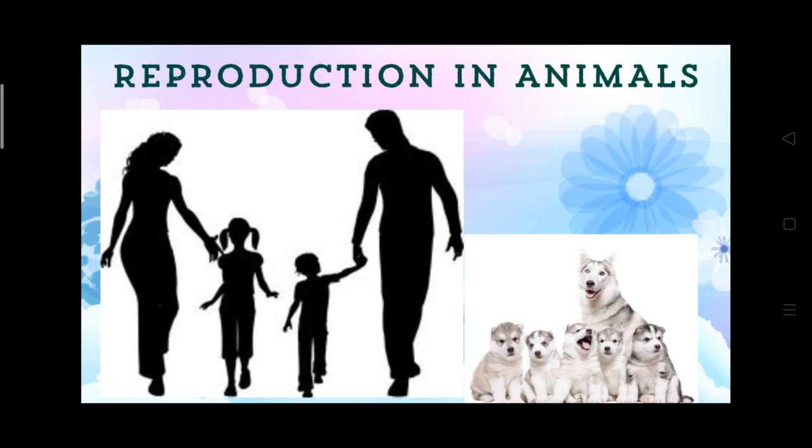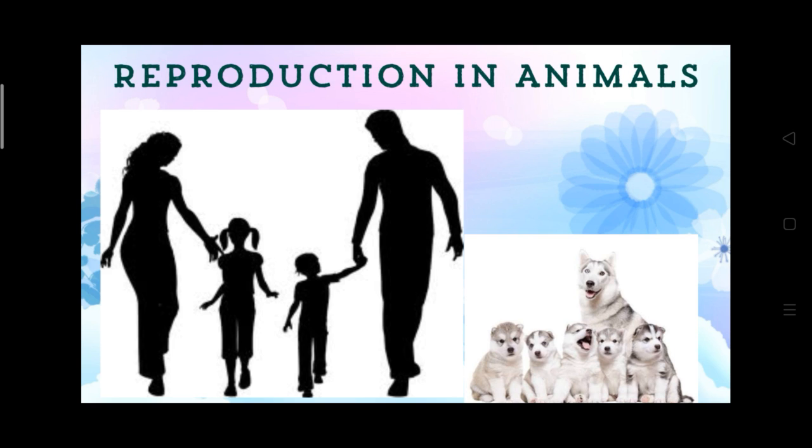All living organisms will reproduce their same kind. For example, human beings will give birth to human beings. Dogs give birth to babies of the same kind. They give birth to young ones which are similar to them. When these puppies grow, they will also reproduce another set of puppies. This process will continue generation after generation.